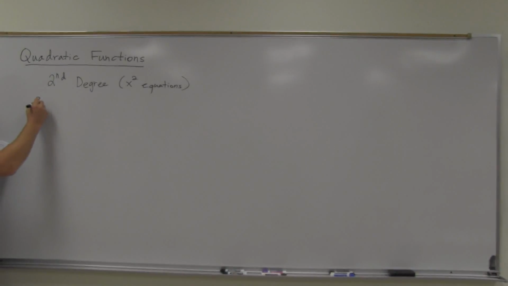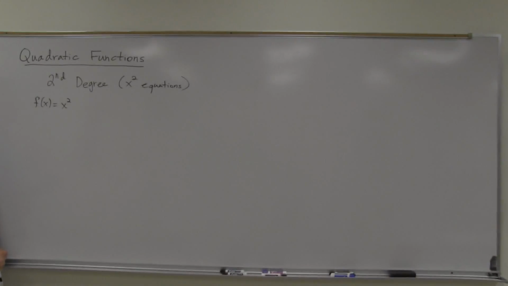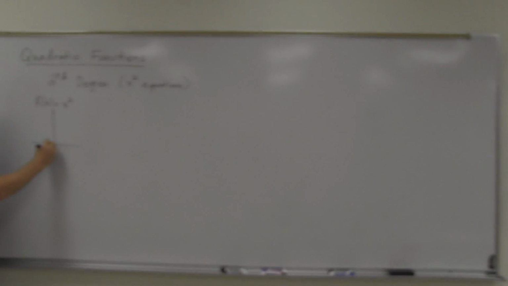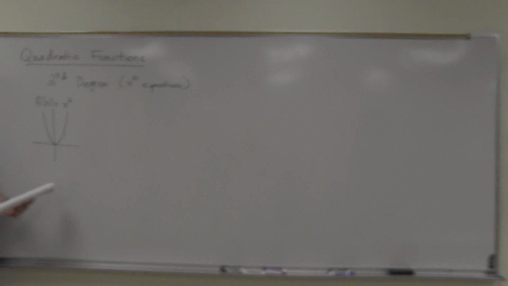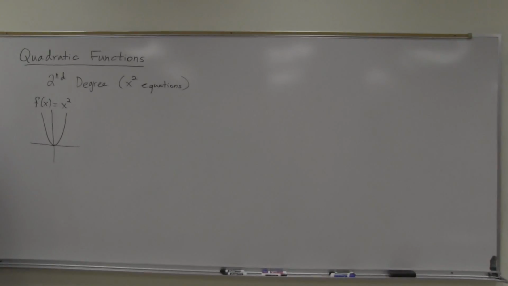We talked about that. That was one of our common functions. And so yeah, we know a little bit about what these look like. And I think I mentioned back then that these were called parabolas. We're just going to talk a whole lot more about them today. So f of x equals x squared. The basic shape is this.